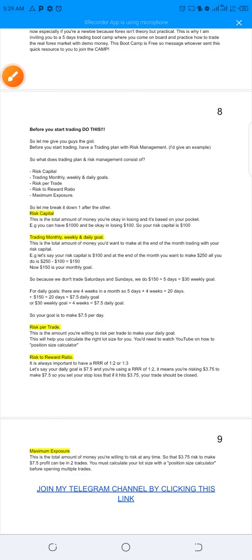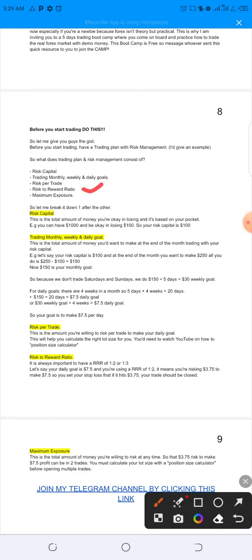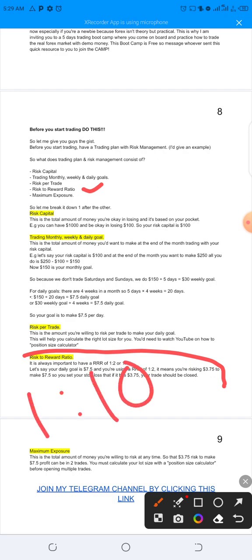So the next one is the risk to reward ratio. We have spoken about it. It says over here, it is always important to have a risk to reward ratio of 1:2 or 1:3. There are some days I've done 1:10, and we hit TP, take profit. It depends on how the market is going to move. Like yesterday's trade, it was 1:2 and 1:3.